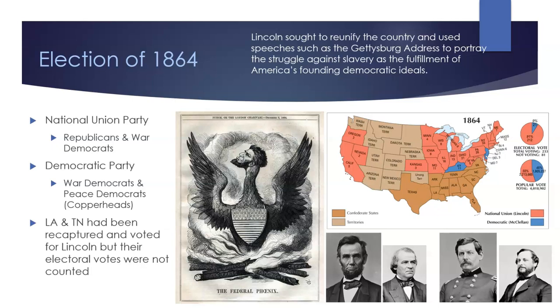Republicans and war Democrats, those within the Democratic Party who supported continuing the war until it was won, rather than giving in to the South and ending the war, they combined to form the National Union Party.